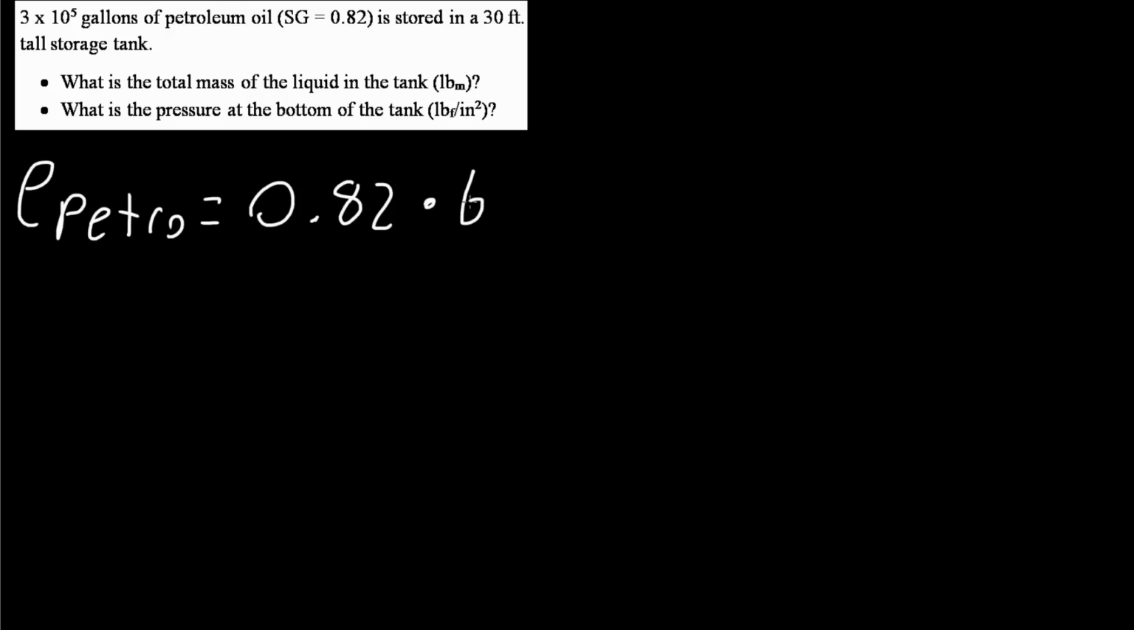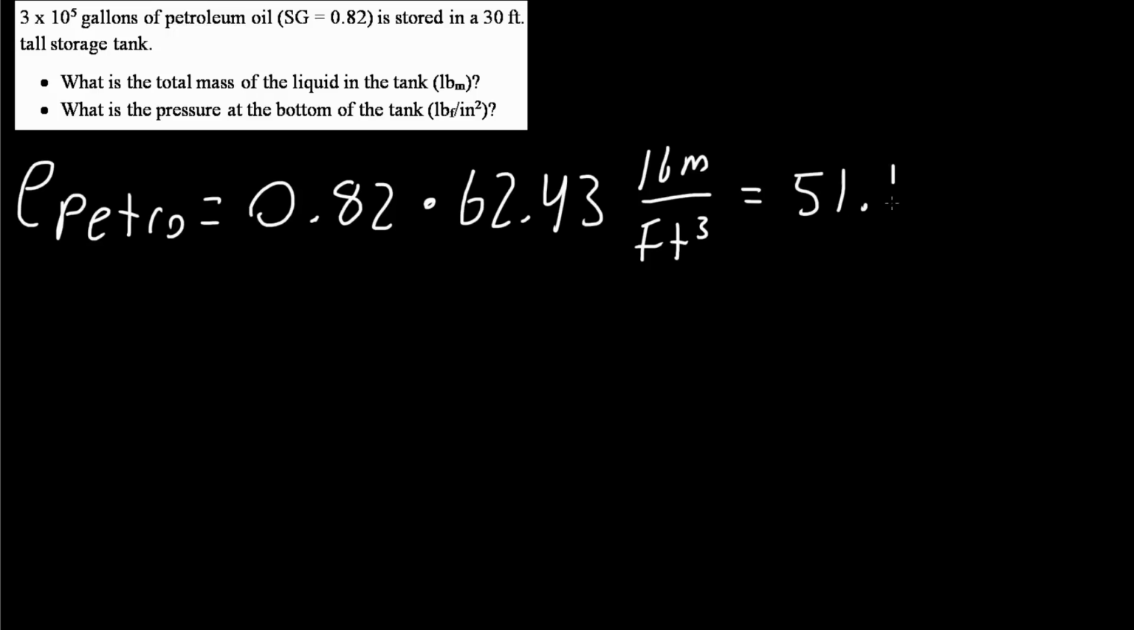So density of water is 62.43 pound mass over feet cubed. This is something that you should have memorized. This is the density of water. And when we multiply the two, we would get 51.19 pound mass over feet cubed. And this is once again the density of petroleum oil.